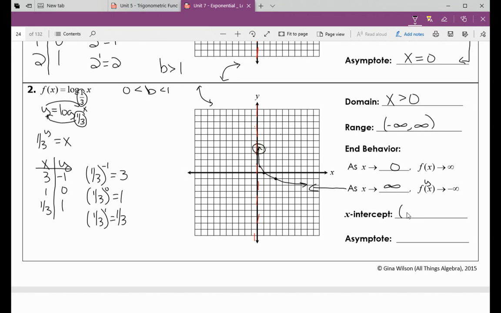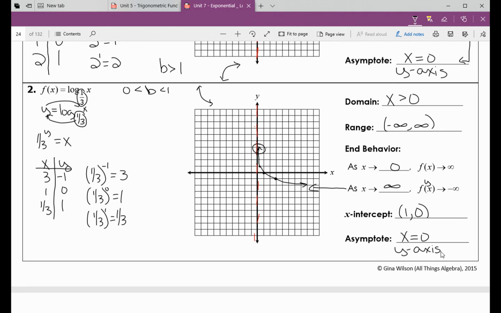Now, my x-intercept is still (1, 0). My asymptote is still x equals 0. x equals 0 is your y-axis. So this is a little bit different than graphing the exponentials. Kind of similar, but just a little bit different.